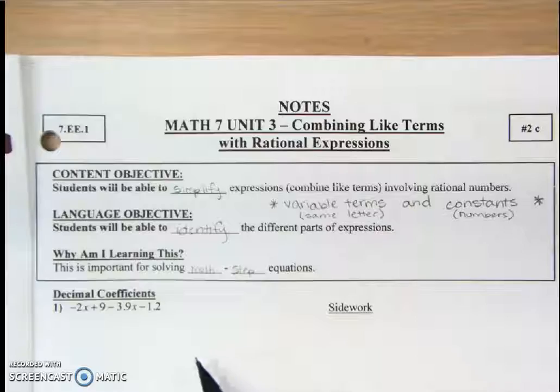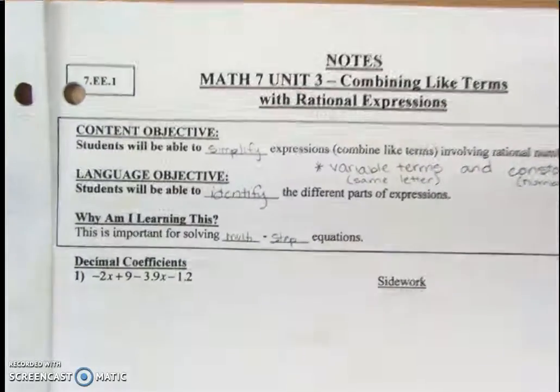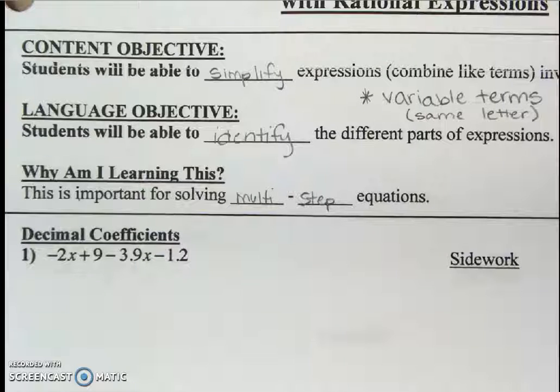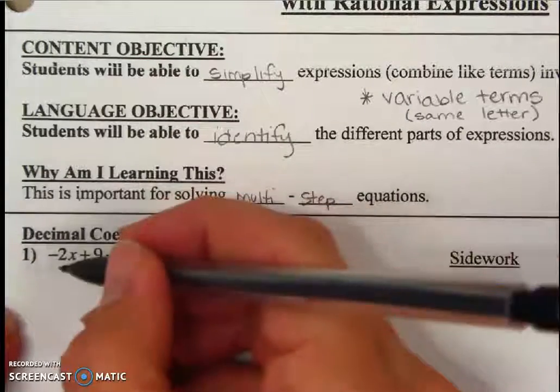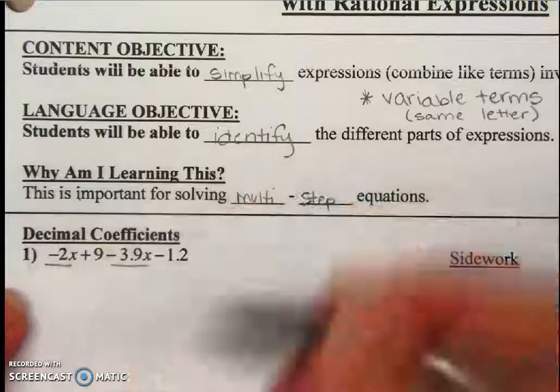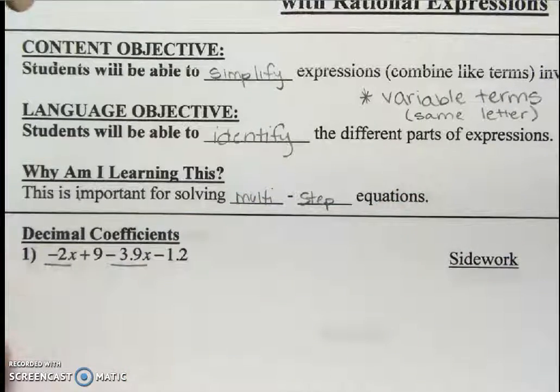So decimal coefficients, let's look at number 1. I'm going to zoom in to number 1. So here I see negative 2x plus 9 minus 3.9x minus 1.2. So I see x's and I see some constants. So here's my variable terms. There's a variable term. There's a variable term. So I want to combine those together because they have the same letter.